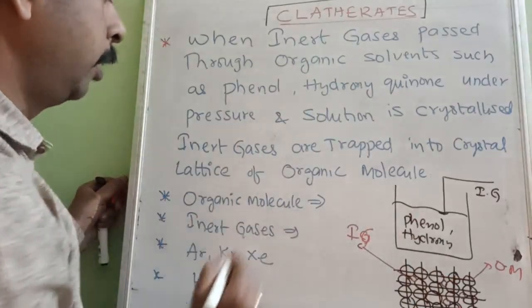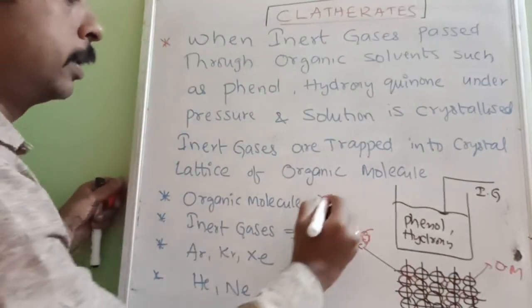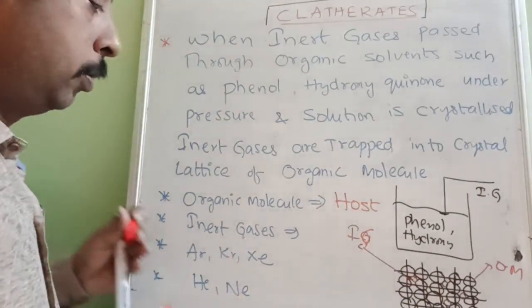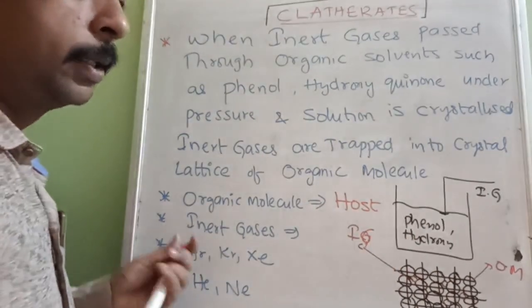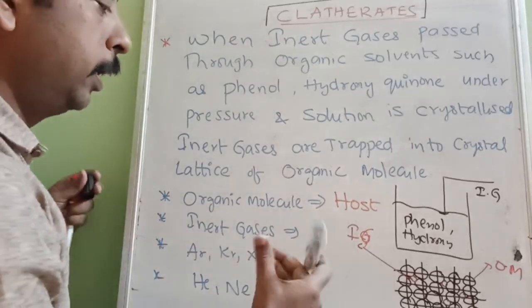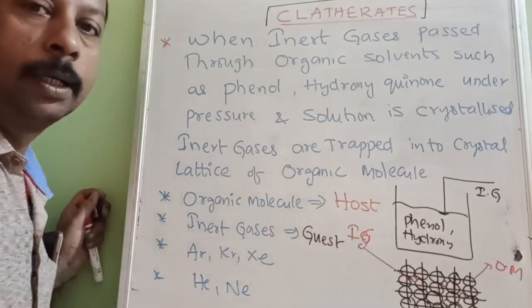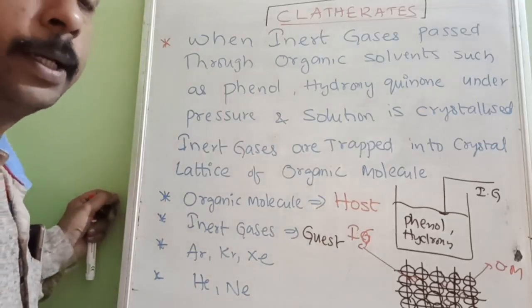Now the organic molecule which provides the space is called the host. What is it called? Host. Whereas the inert gases which are getting trapped are called the guest. What are they called? They are called the guest.